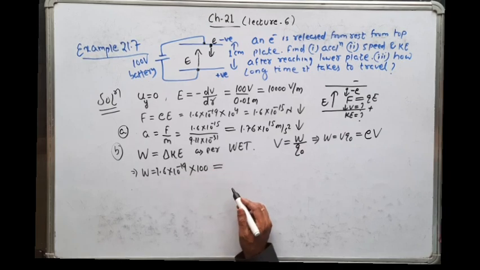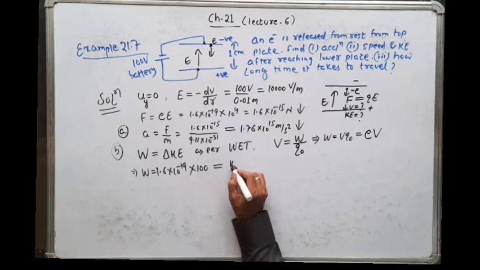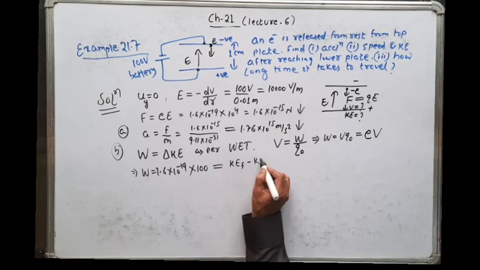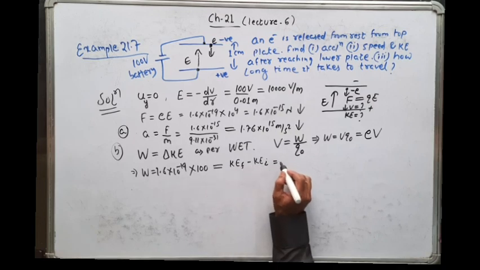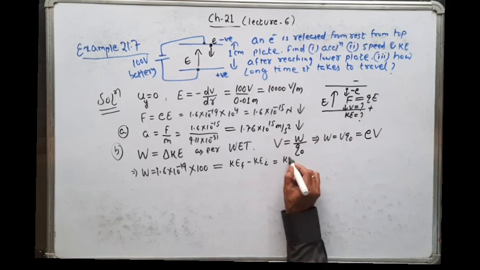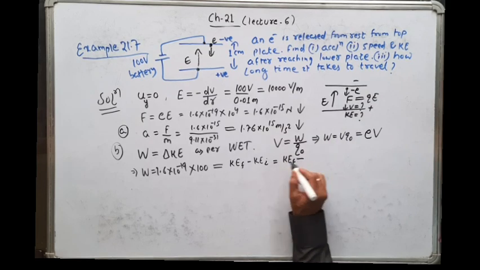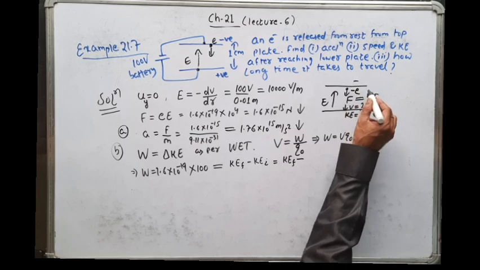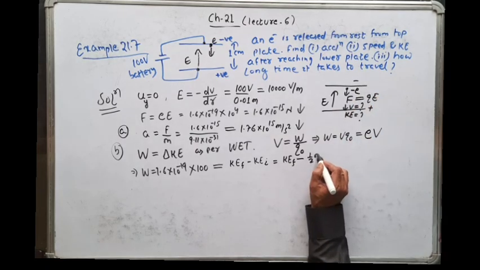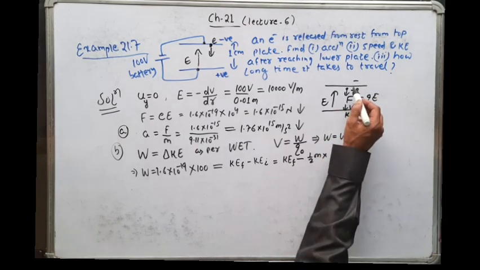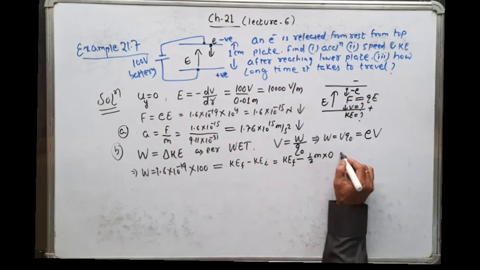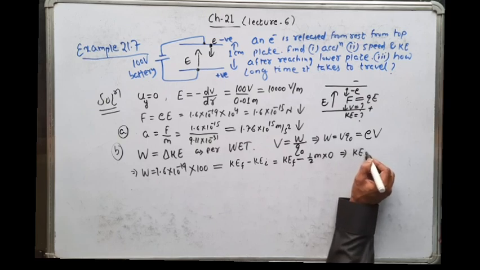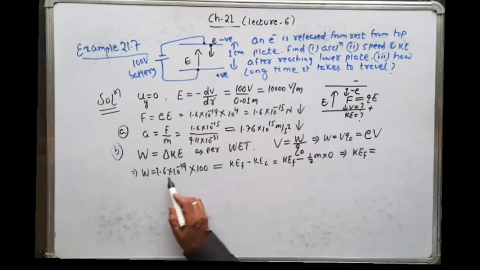And this work done is equal to the change in kinetic energy. So what is the change in kinetic energy? It is final kinetic energy minus initial kinetic energy. Change is always final minus initial. So what is the final kinetic energy? Let us say KEF. And what is the initial kinetic energy? Half mv square. So here, half the mass of the electron into the initial velocity of the electron, which is how much? 0. So that implies the final kinetic energy is equal to this value.